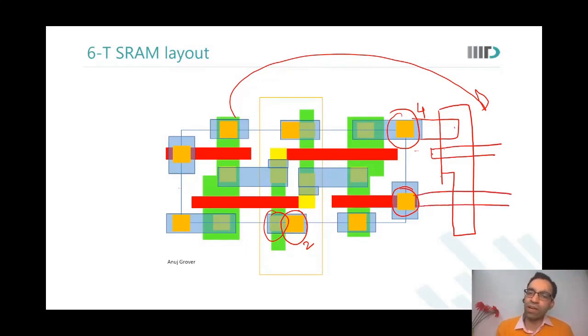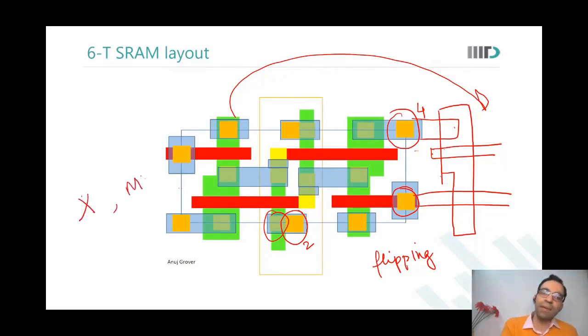You see, we are now mirroring the cell. This mirroring of the cell is called flipping. So you do not translate the cell, you flip the cell. So the way it is referred to is, the original cell, let us say, is called as X configuration. When I mirror it, I call that as MX configuration, mirrored X.